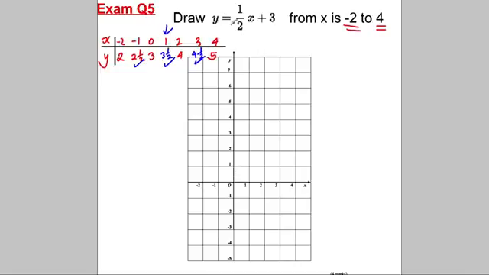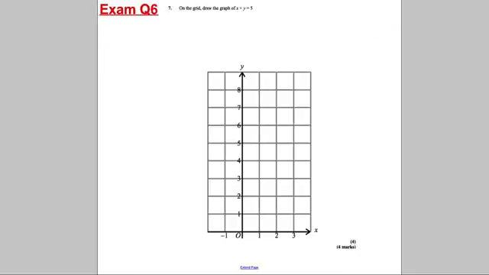Now I can just plot these. So -2 with 2, -1 with 2.5, like that, 0 with 3, 1 with 3.5, 2 with 4, 3 with 4.5, and 4 with 5. And again, it makes us a straight line that we're looking for. Okay, last one, pause and have a go. We're trying to draw x plus y is equal to 5.